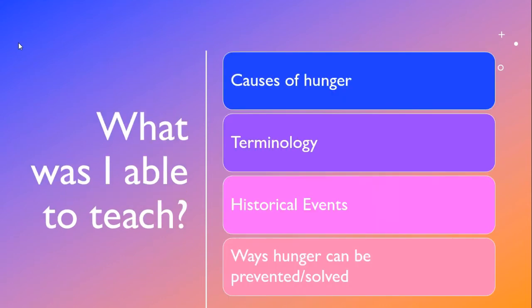So what was I able to teach? Well, I was able to speak about the causes of hunger, which consists of poverty, food shortage, waste, poor infrastructure, climate change, nutritional quality, and war/conflict. I was also able to define simple terminology that relates to hunger, such as the term malnutrition, which is when the body doesn't get enough nutrients, and the term food insecurity, the state of being without reliable access to sufficient quality of nutritious food. I also spoke about and generalized historical events that had hunger as a leading situation.